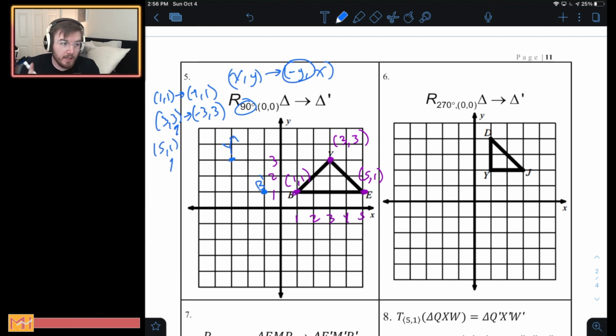So the y value gets a negative on it. That might be nice to do first. You're like, okay, the y value is going to change signs. So instead of positive 1, it's a negative 1. So (5, -1), and then switch. (-1, 5), which is all the way up there. E prime.